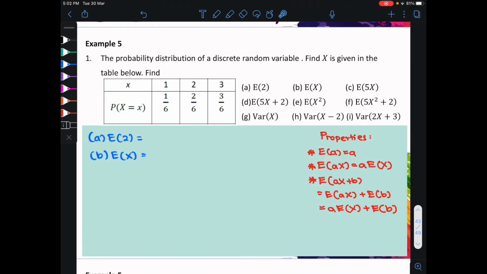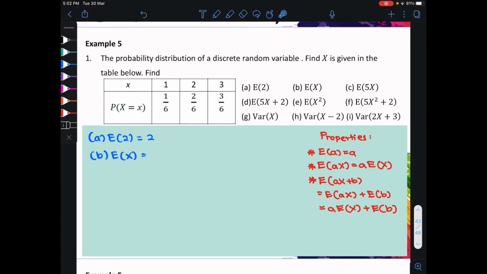Let's try and do example 5. So we are already given the table for P(X = x), and now we need to find for question A, expectation of 2. By looking at the properties of expected value, E(a) is just equal to a. Since 2 is just a constant, that's why E(2) is equal to 2.